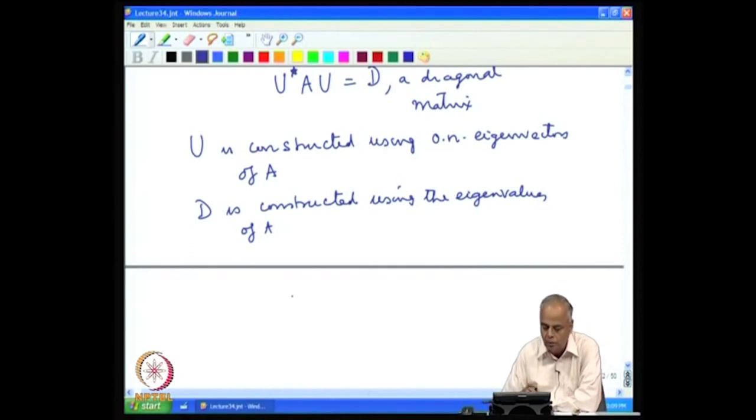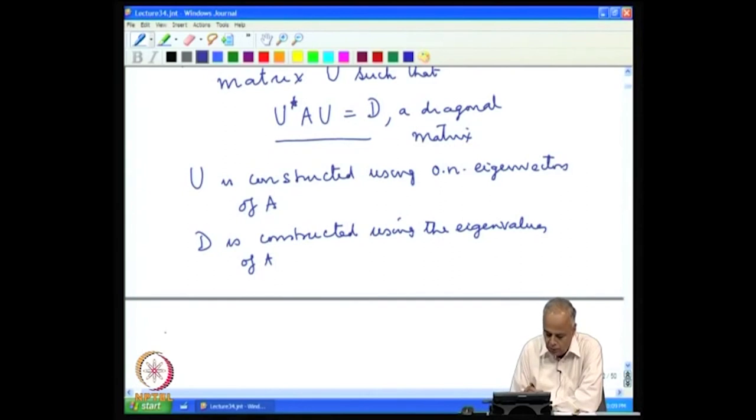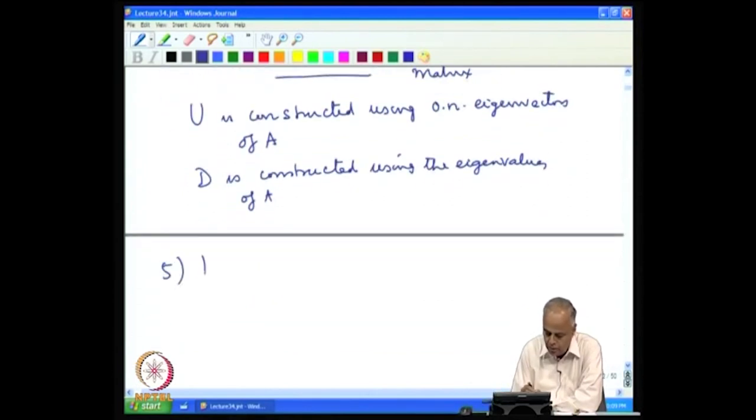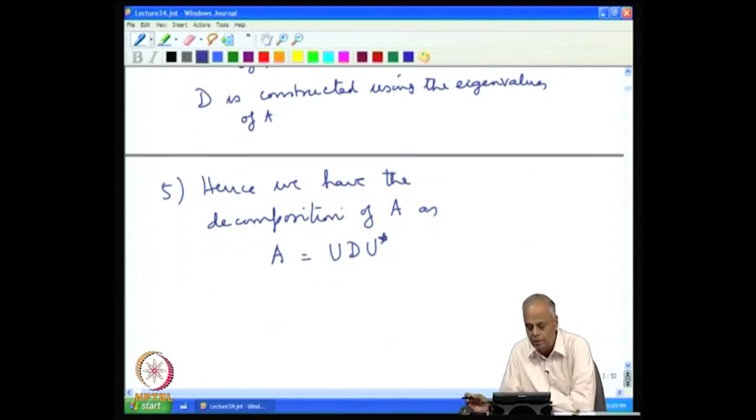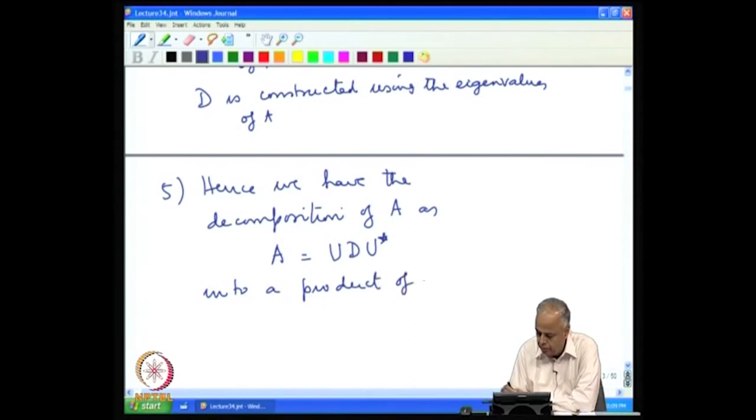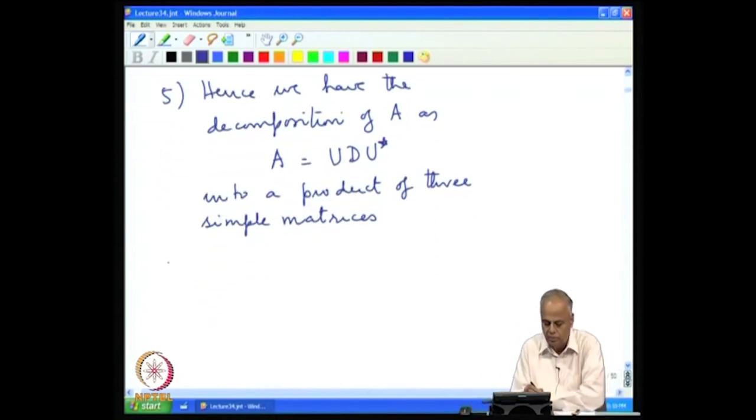Since U is unitary, U star is U inverse, and U star inverse is U. So, this U star A U equal to D gives us the decomposition. Hence, we have the decomposition of A as A equals U D U star, into three simple matrices. The two extreme matrices are unitary and therefore easily invertible, and the middle one is diagonal and therefore easily handleable. So, a product of three simple matrices. We shall now look at some simple examples of these calculations.